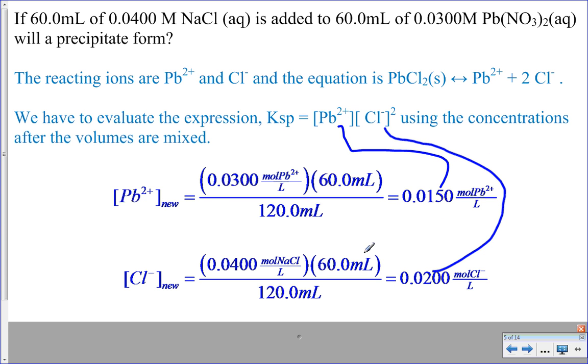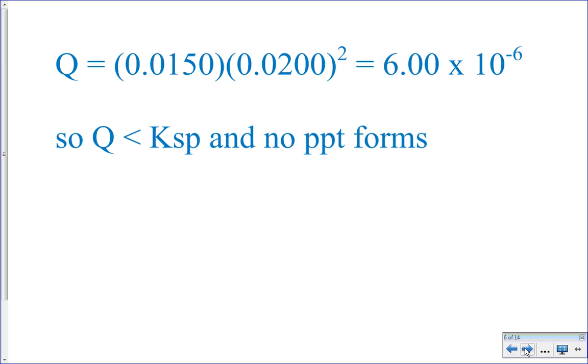So it's suddenly all the way back to level 1. I have the concentrations in the Ksp expression. I substitute in, making sure that I'm including my squared term, and I find my Q. I've compared Q to Ksp. This time it is less than Ksp, so no precipitate forms.